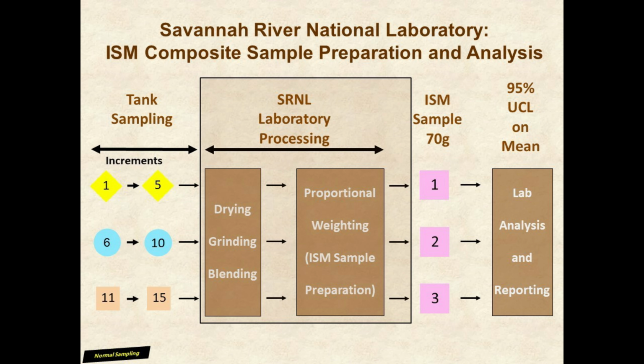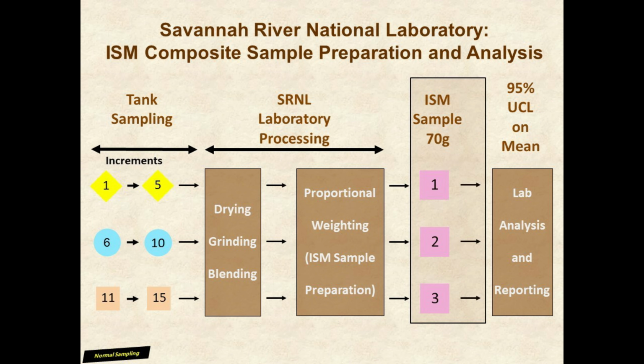The laboratory processes the samples by drying, grinding, and blending the increments. The grinding process is not a necessity due to the inherent particle size; rather, it results from particle clumping that occurs during the material drying process. Once SRNL completes the sample preparation, the lab applies a proportional weighting algorithm to create the final ISM samples. The pink squares labeled 1, 2, and 3 represent the 70-gram samples.